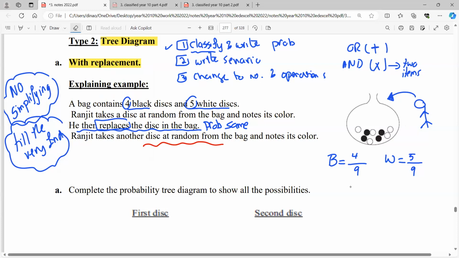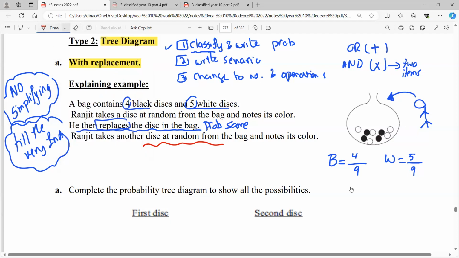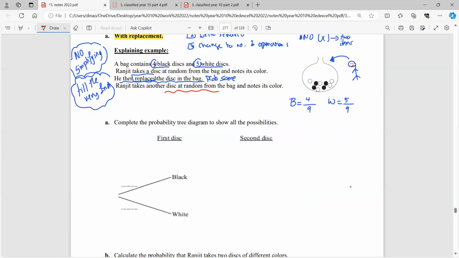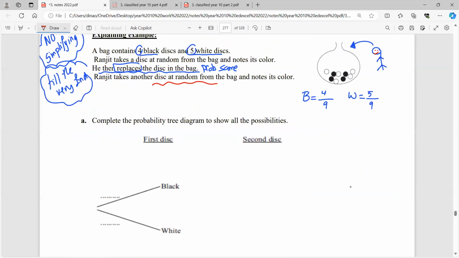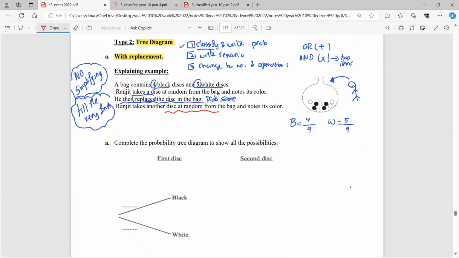And please, everyone, always remember that when we write the probabilities, you always write the probability before you do the action. Ranjit now is sitting watching and will still take. He will still take, so he sees them in front of him complete. Complete the tree diagram to show all the possibilities. Now let's see what is the tree of Ranjit.